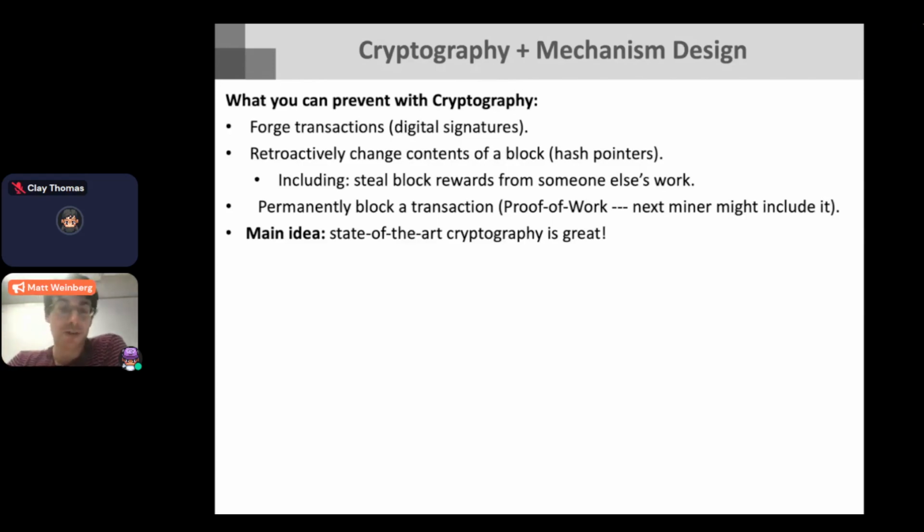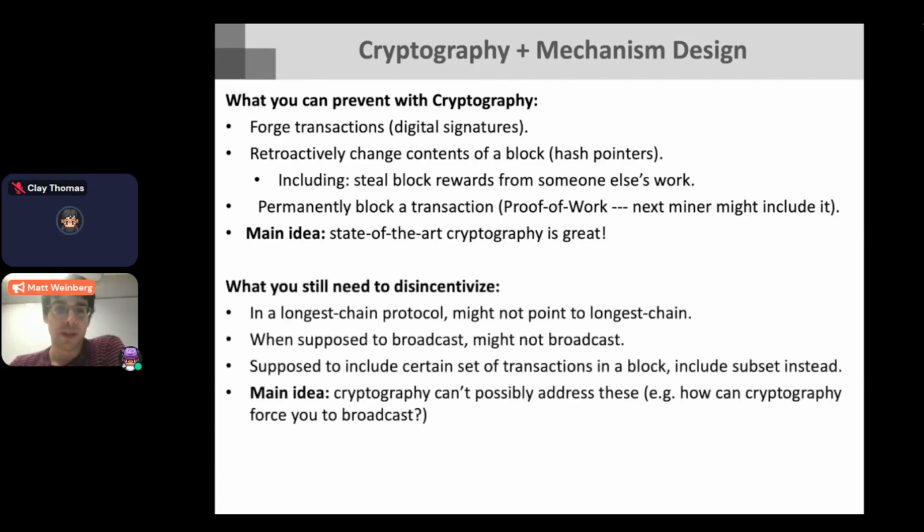So state-of-the-art cryptography is really good, and it does let you do somewhat magical things. On the other hand, it's not like a magic sword, and there's still a lot of mechanism design that needs to be done. In a longest chain protocol, no amount of cryptography is going to force you to point to the longest chain. And no amount of cryptography is going to force you to broadcast something when you're supposed to broadcast it.